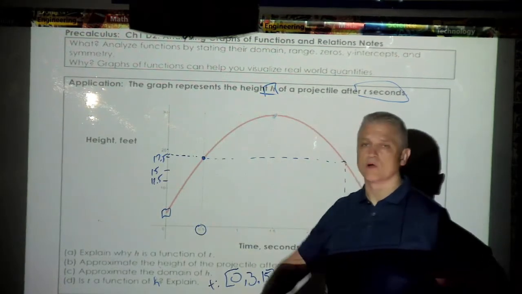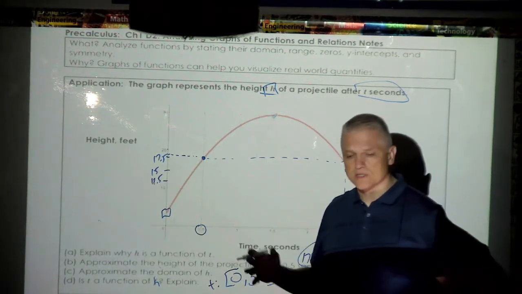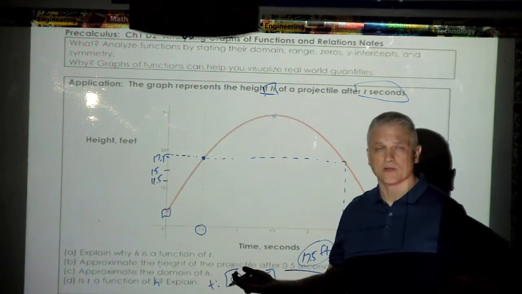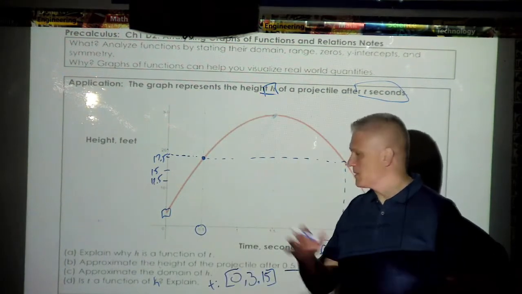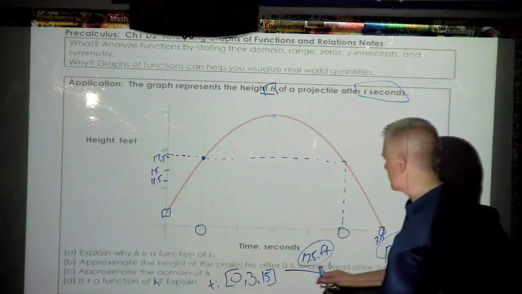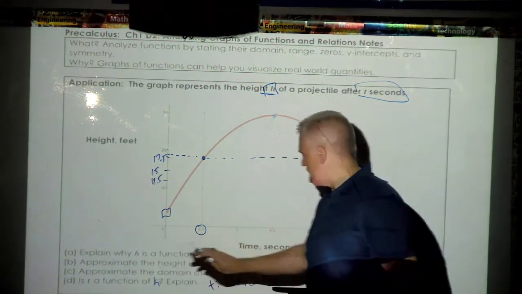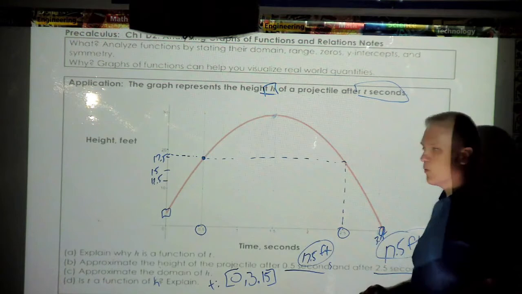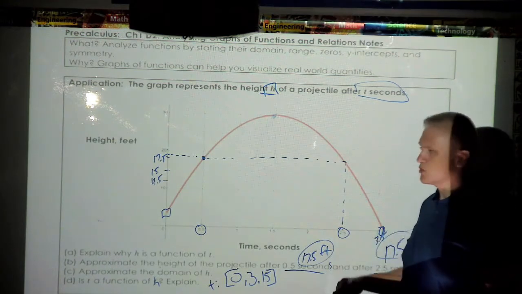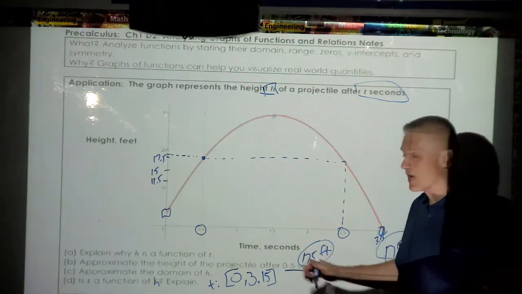So therefore, the function is over. It starts on the ground, goes up, comes down, and is now on the ground again. So the function begins and ends. It begins here at 0, and it goes all the way to 3.15 seconds. That is your domain. Those are your x values, or in this case, the t values.